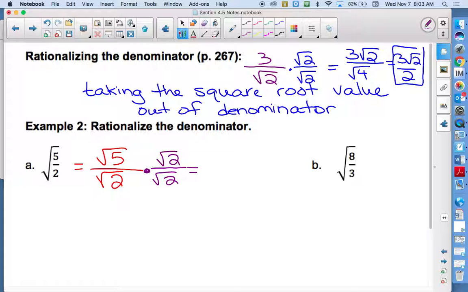So Mackenzie Mallory, on the top we have the square root of 5 and the square root of 2. What does that become? The square root of 10. And then the bottom becomes square root of 4, which is? 2. Right. So we have the square root of 10 and then divided by 2.